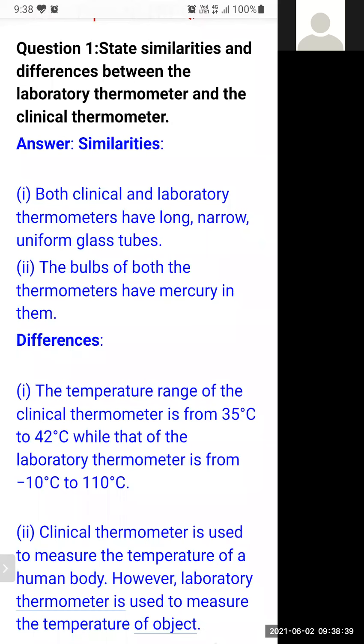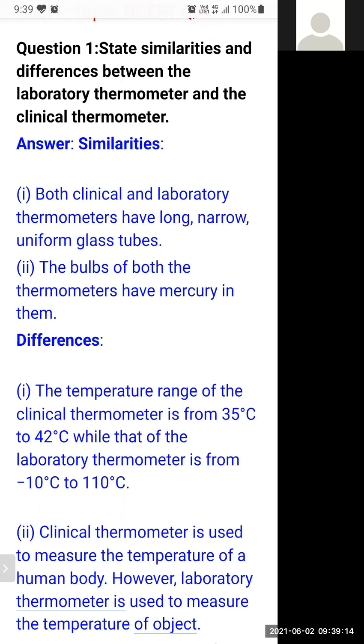Both clinical and laboratory thermometers have a long, narrow, uniform glass tube. As you see in the diagram in your book, they are both made up of a long, narrow, uniform glass tube. Nowadays digital thermometers are also available in the market, but we are talking about the glass thermometers which have mercury inside. The bulb of both thermometers has mercury in it.